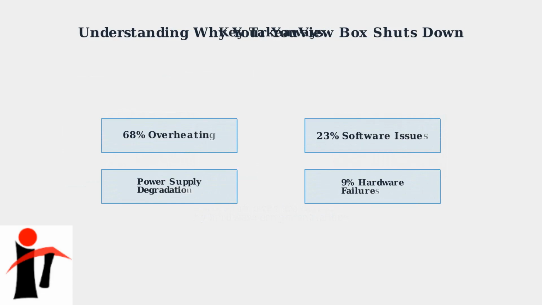Understanding these 4 main causes, overheating, power supply issues, software problems, and hardware failures, is essential for diagnosing your YouView box shutdown problem. In the next section, we'll explore how to troubleshoot and fix these issues.